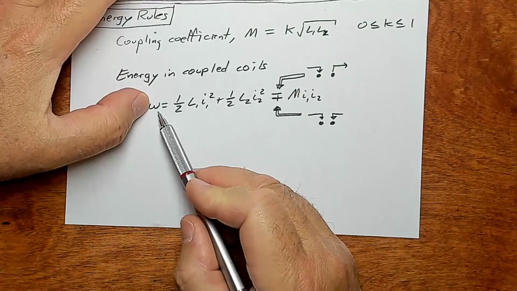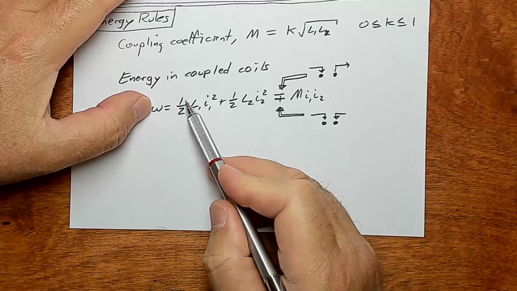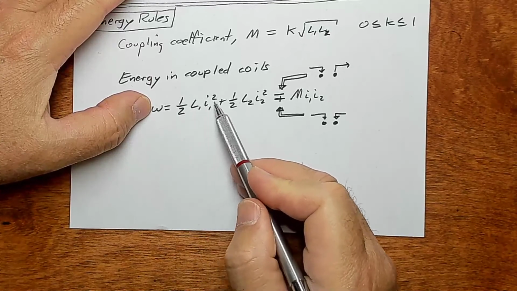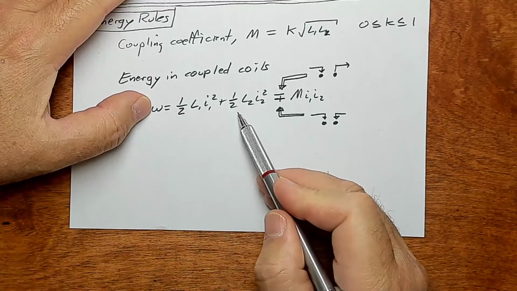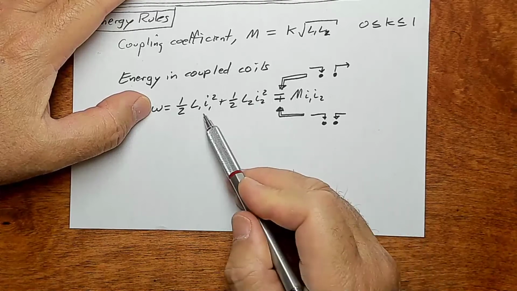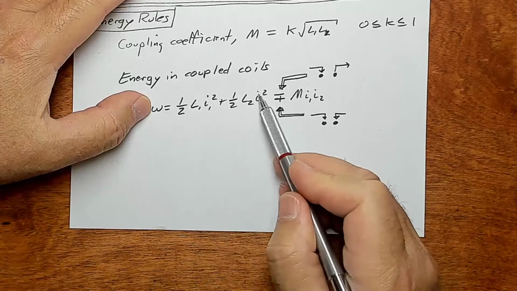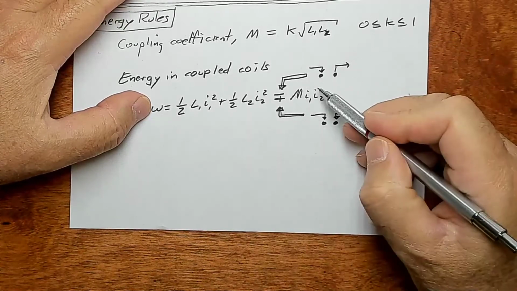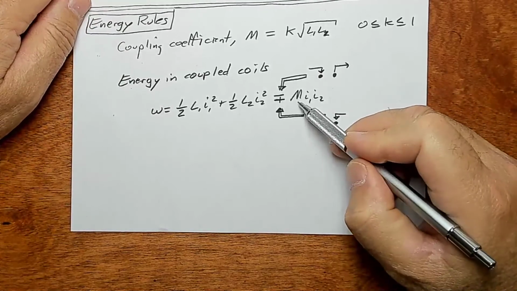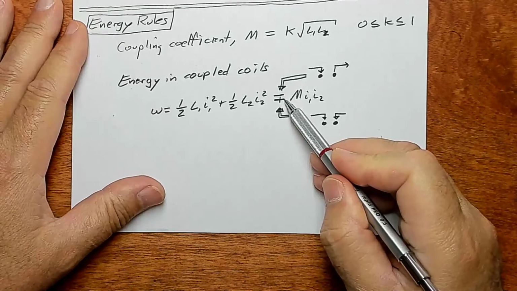So you've got W, the total energy in the coupled system. This is just the energy in the first guy, right? That's our energy equation for an inductor, 1/2 L i squared. And this is the energy in the second inductor, 1/2 L i squared, with 2 subscripts, and here 1 subscript. Okay, so the energy in the first inductor plus the energy in the second inductor modified by this third term, M, I1, I2. And it's going to be either plus or minus.